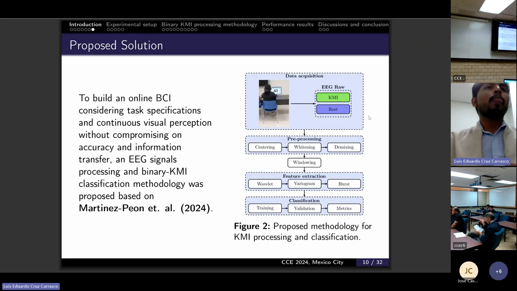With this work, we propose a methodology to build an online brain-computer interface that considers the task specifications and takes into account the continuous visual perception of the user, without compromising the accuracy of the algorithm or the amount of information that is transferred by it. This methodology processes EEG signals and classifies binary kinesthetic motor imagery.